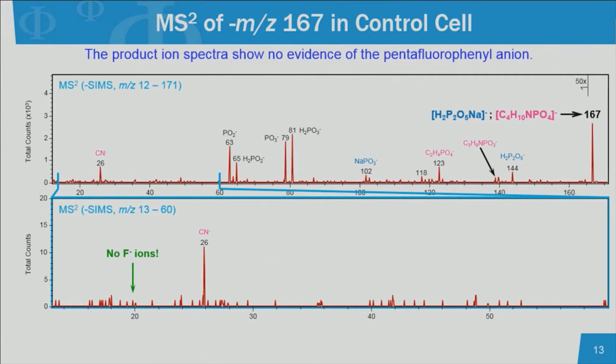So if we look at, again, a product ion spectrum from the control cells, we would expect to not see any fluorine in that product ion spectrum for the same precursor mass, and indeed, we do not see any fluorine signal in our control cells.